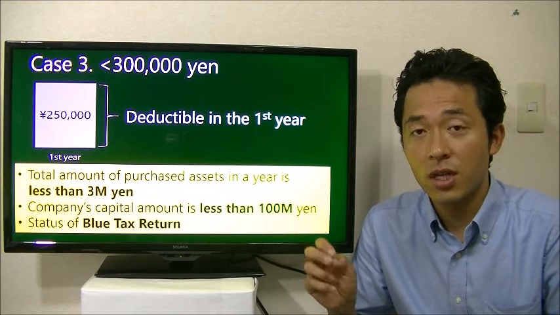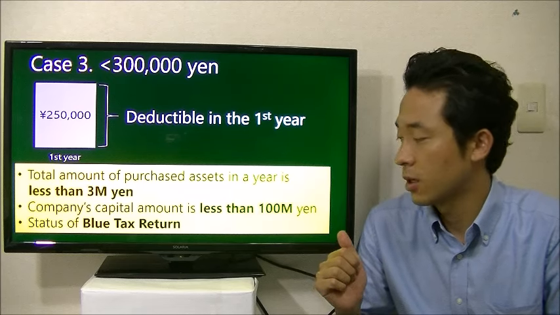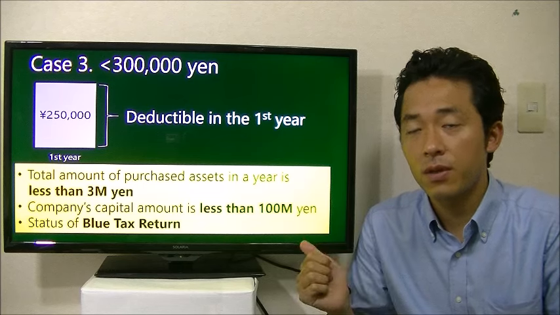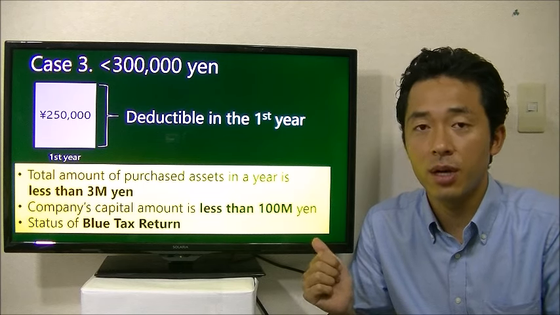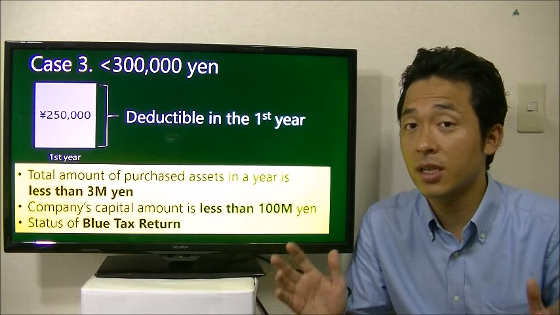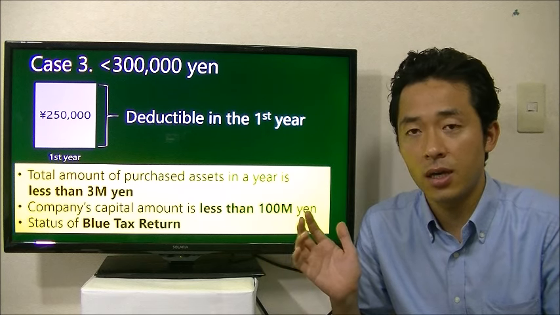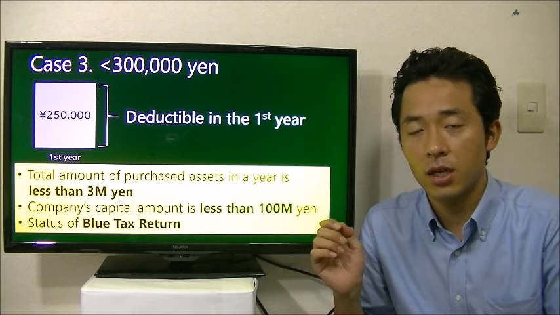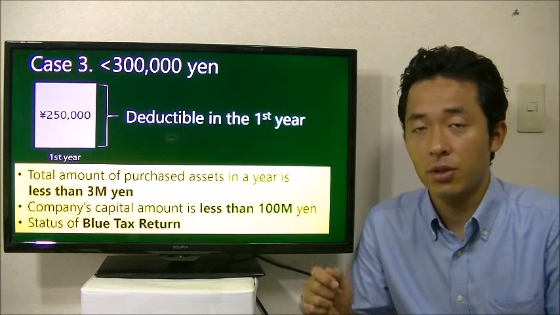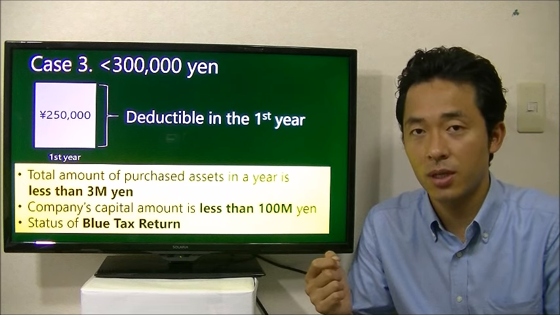And the second condition is this. Your company's capital must be less than 100 million Japanese yen. So, if your paid-in capital amount is 100,000 Japanese yen, you do not have to think about case 1 or case 2, because as long as the acquisition cost of the fixed asset is less than 300,000 Japanese yen, you can treat it as an expense when you purchase it.